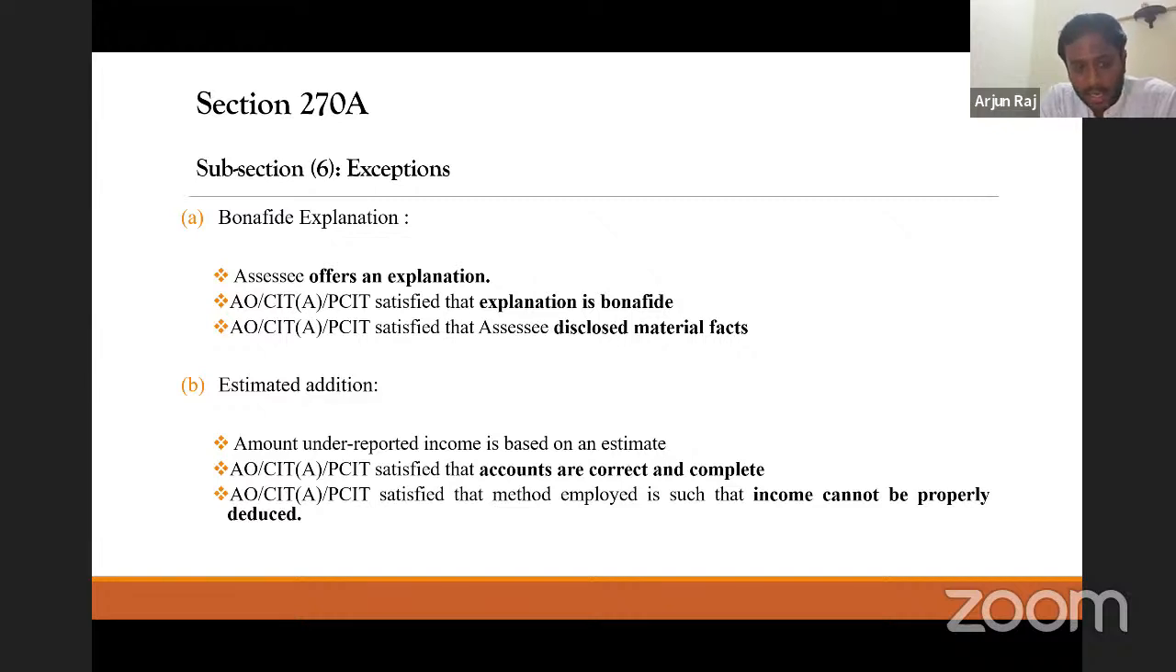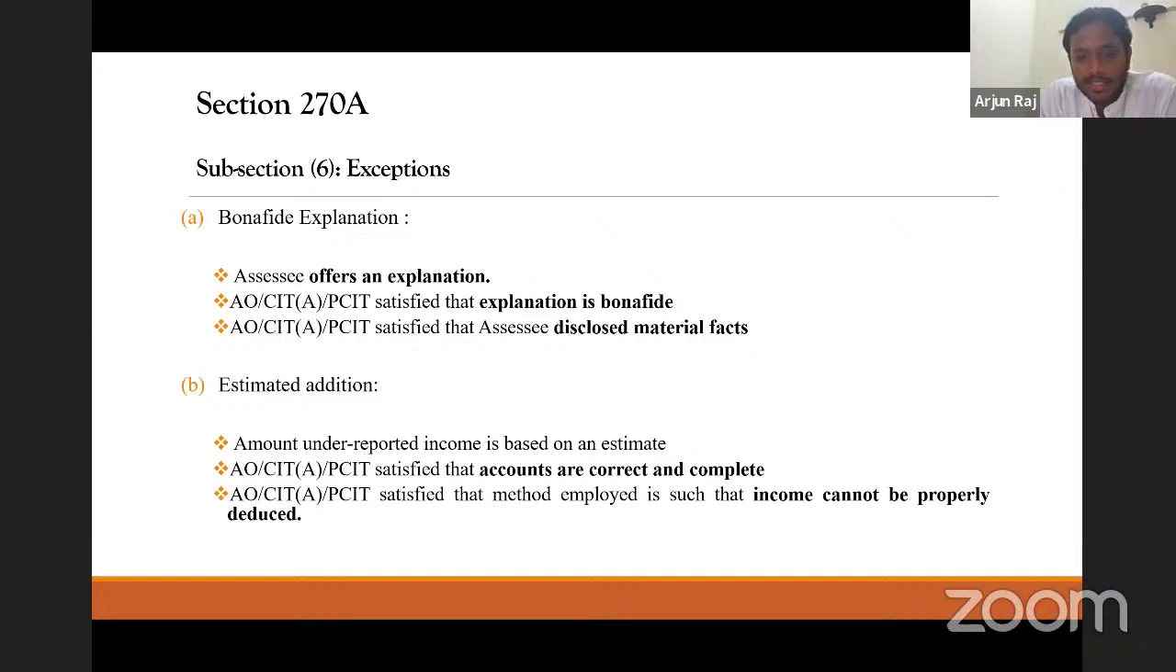Third, the AO or CIT (Appeals) or PCIT should be satisfied that all material facts are disclosed by the assessee. Only if all three conditions are satisfied, then it will be treated as an exception.